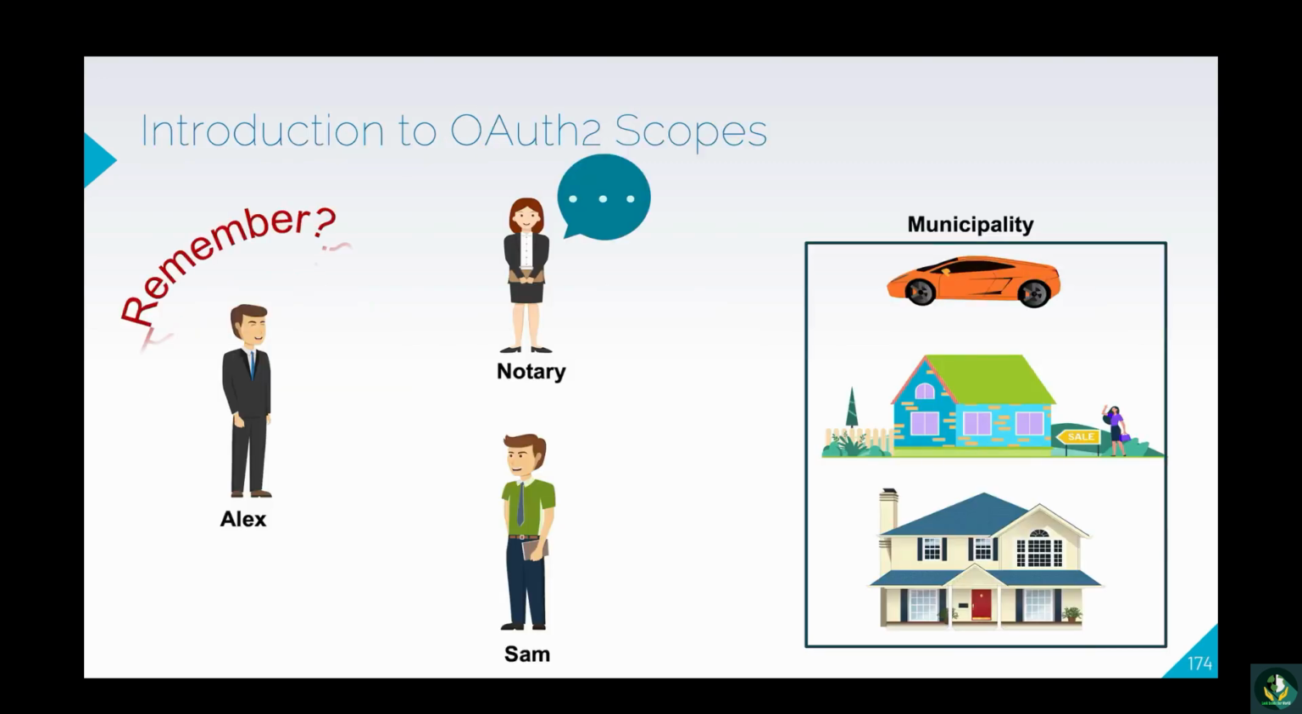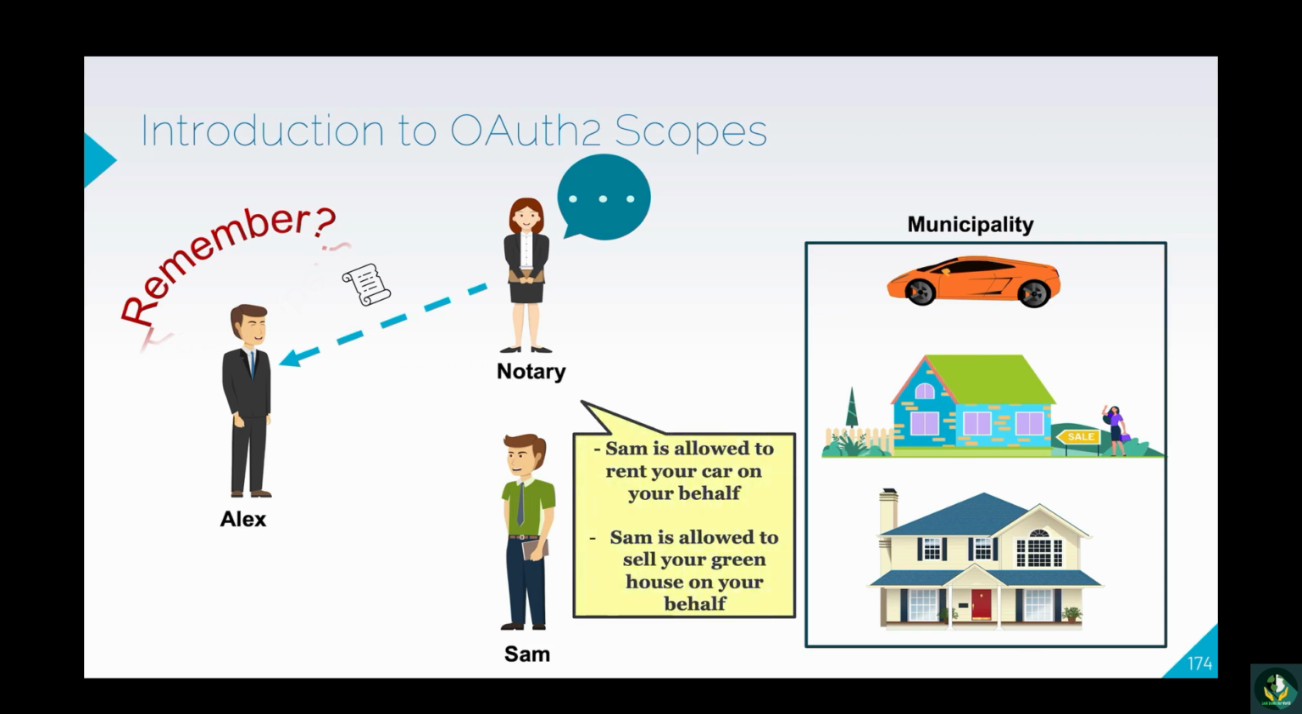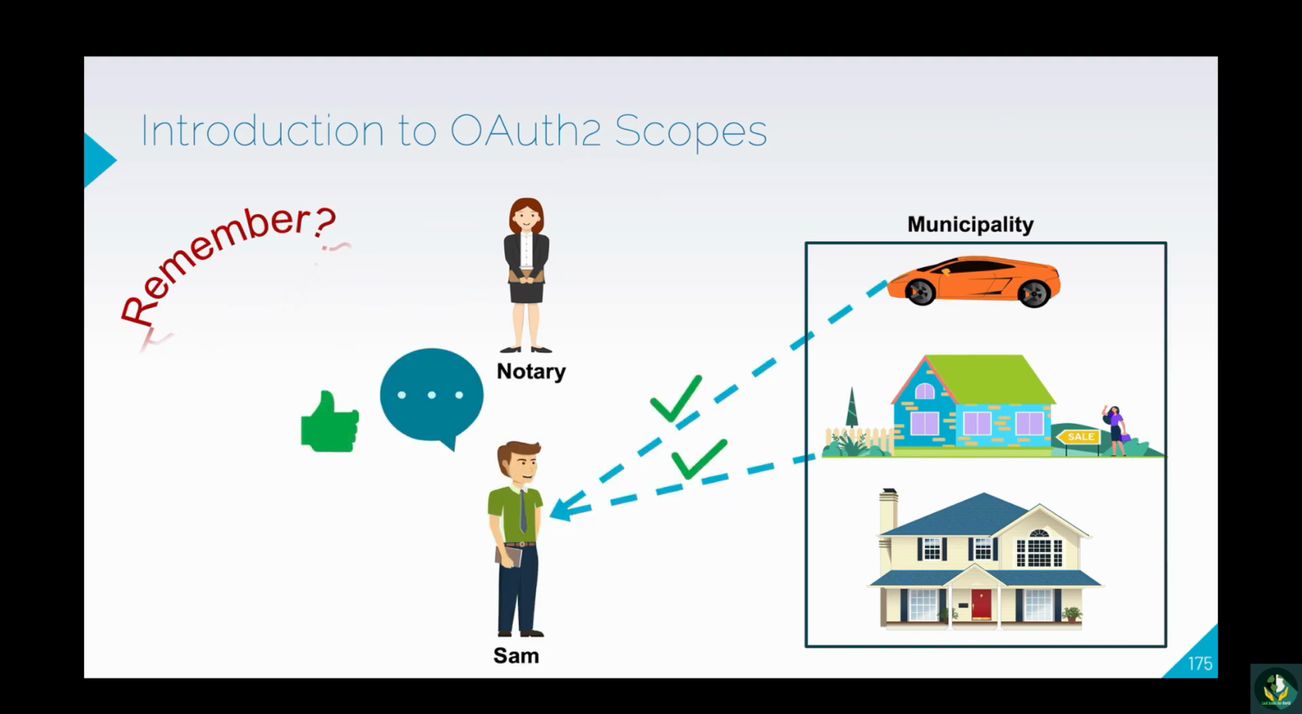Let's start with our scenario involving Alex and Sam. Do you remember when the notary asked Alex to review and confirm the permissions he wanted to give Sam? The permissions were: Sam is allowed to rent your car on your behalf, and Sam is allowed to sell your greenhouse on your behalf. This worked perfectly at the time, right?